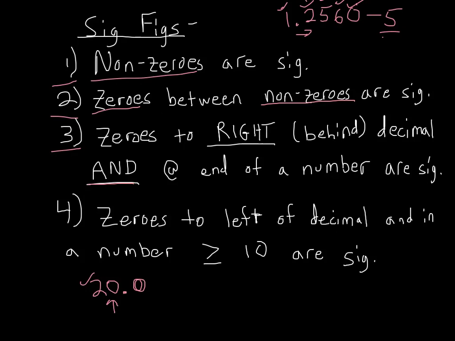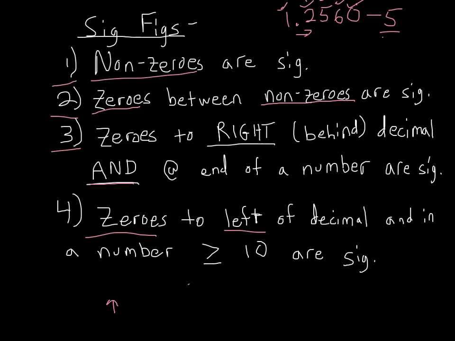Look at rule number 4. Zeros to the left. So that's what I'm talking about. I'm to the left of the decimal place and in a number greater than 10. 20 is greater than 10, so this 0 is significant. And then finally go to my last 0. That 0 is to the right of my decimal and at the end, so this number has 3 sig figs. Okay, so those are the rules and a few little examples.